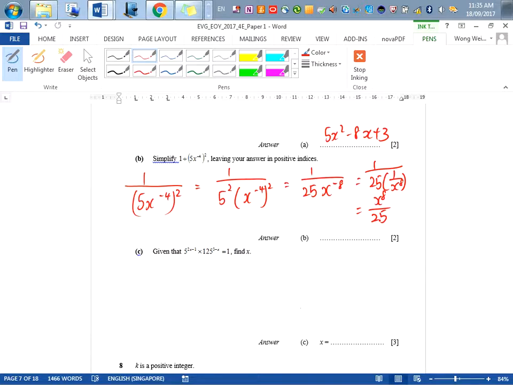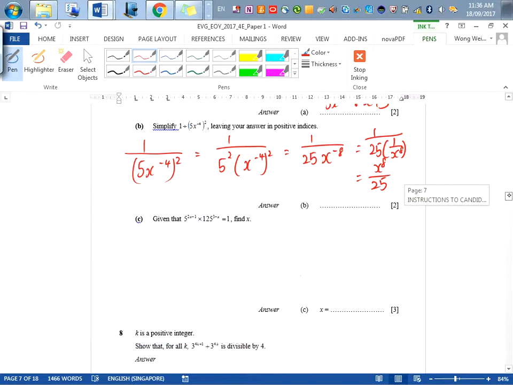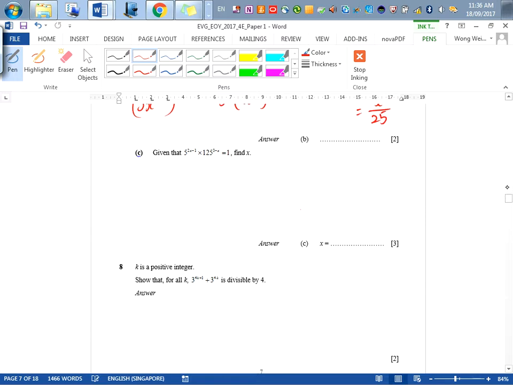Okay? Next, part C. I'm happy with how you did this question. You realize that this should be changed to base 5 because 5 to the power 3 equals 125. At the same time, you realize that 1 is equal to 5 to the power 0. Okay, with this, we are able to write down our equation.